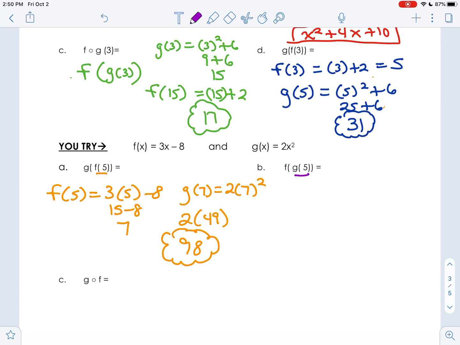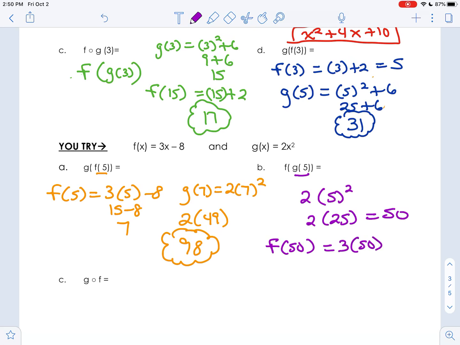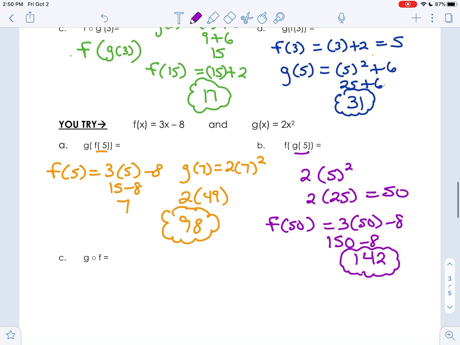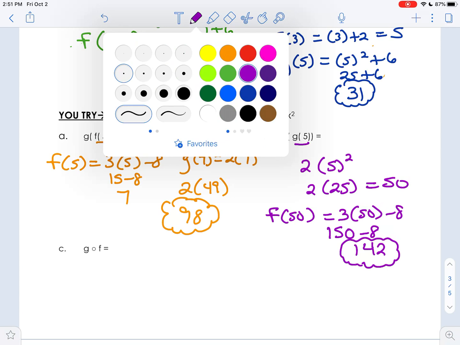Well, f of g of 5, maybe that's also 98. Let's see. This time I find g of 5 first. So 2 times 5 squared, 2 times 25, I get 50. Then I get to do f of 50. That is going to be 3 times 50 minus 8, 150 minus 8, 142. Again, not the same.